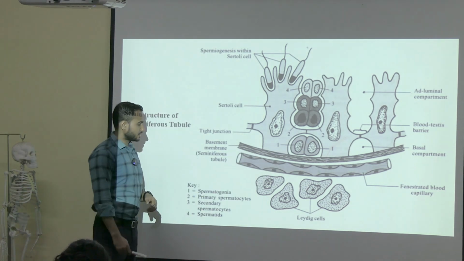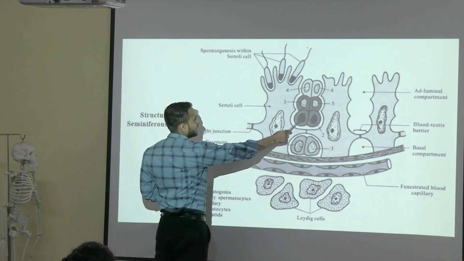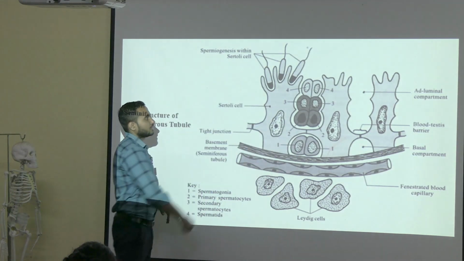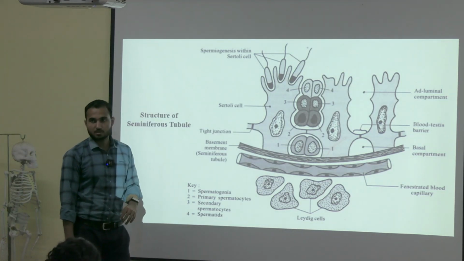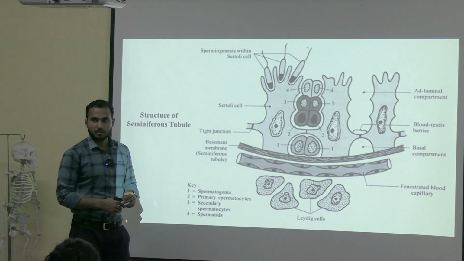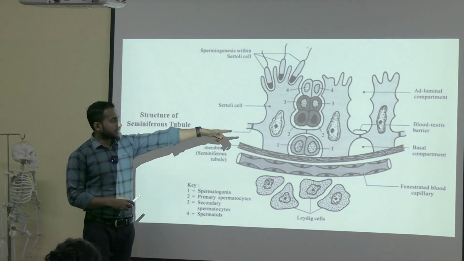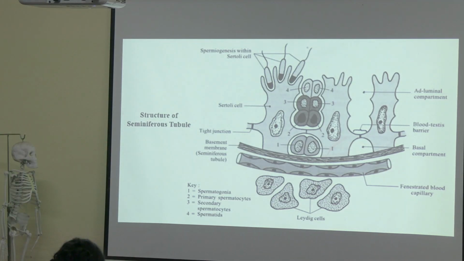What are the cells present? Spermatogonia are present. Next, in the upper compartment, primary, secondary, and tertiary spermatocytes are present, and spermatids are also present. So in two different compartments, two different types of cells are there. And as you can see, the blood testis barrier is also present.